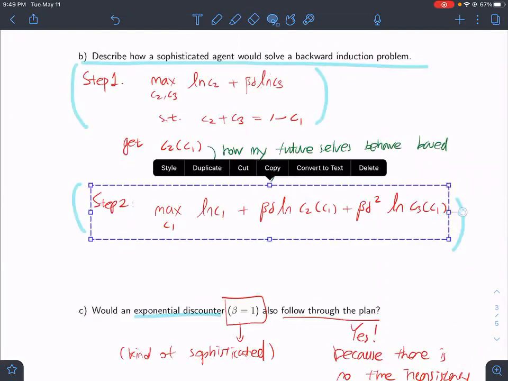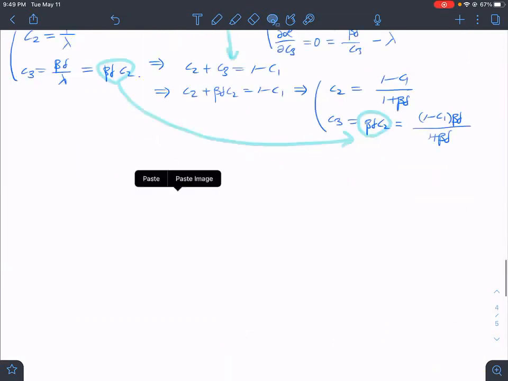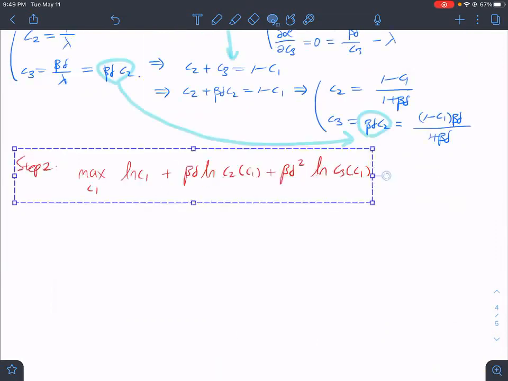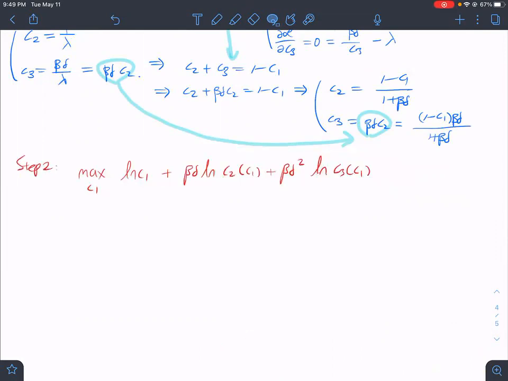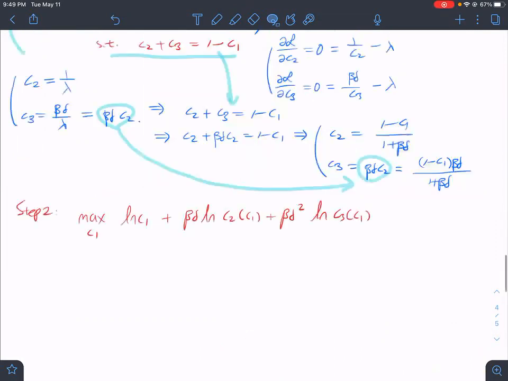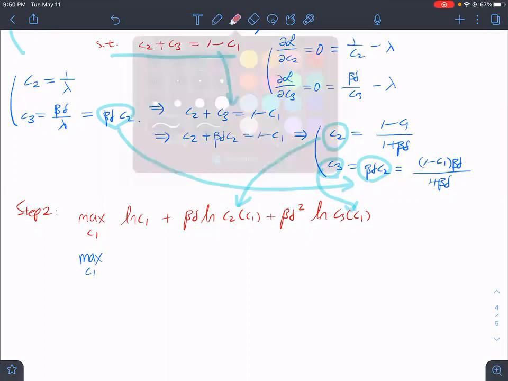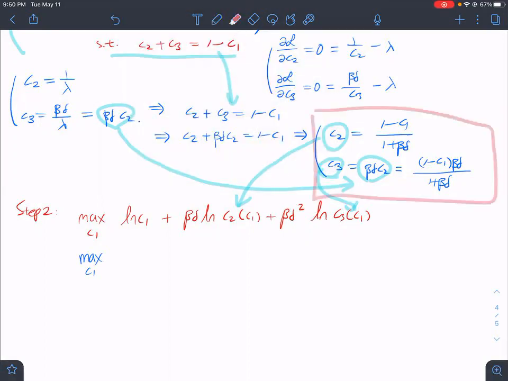Now, the final piece of this backward induction: just substitute the answers in here. C2 goes to here. C3 as a function of C1 goes to here. Then I want to maximize. I just need to control for C1 now, because the values of C2 and C3 will be automatically determined by this pink box. Okay.